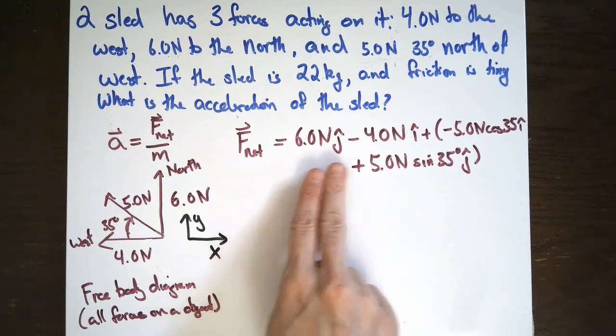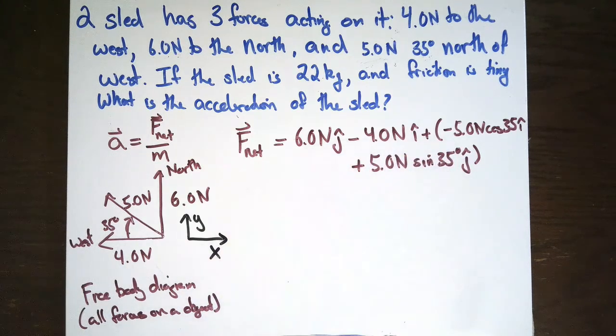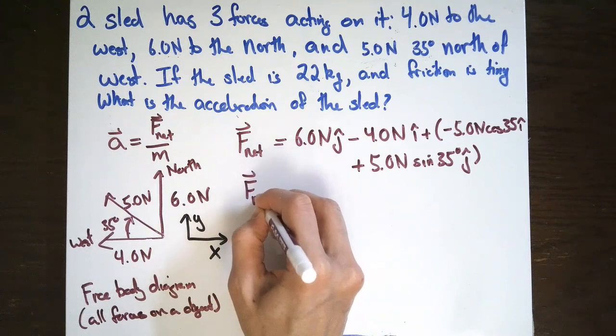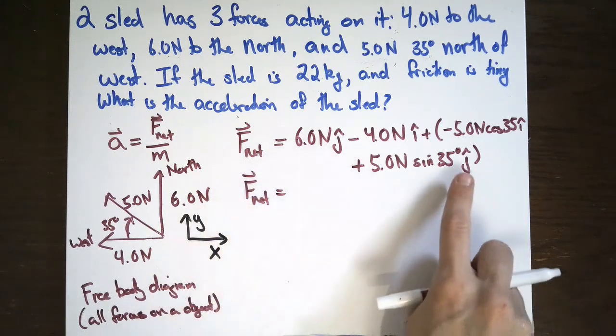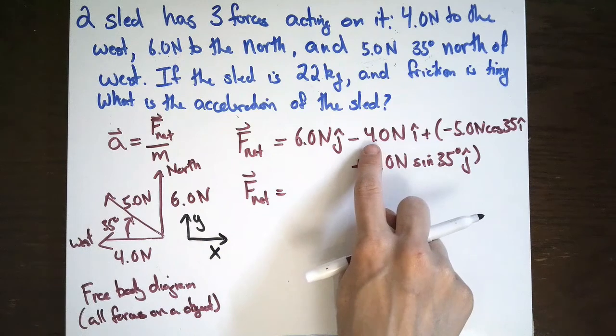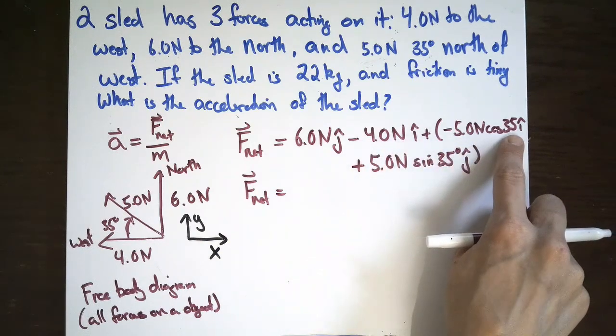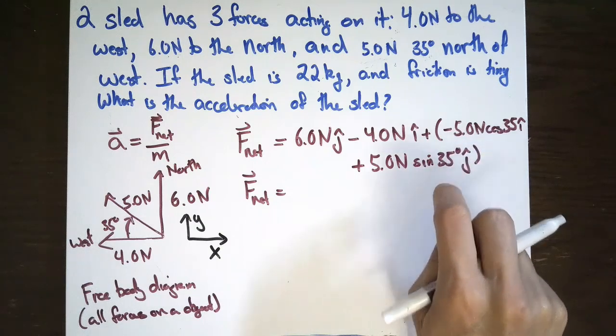So now we've got our net force all in the components. We can go ahead and write it again, add up those components. So in the i direction, we have -4 newtons and -5 times cosine of 35. Let's go ahead and get out our calculator to do that.